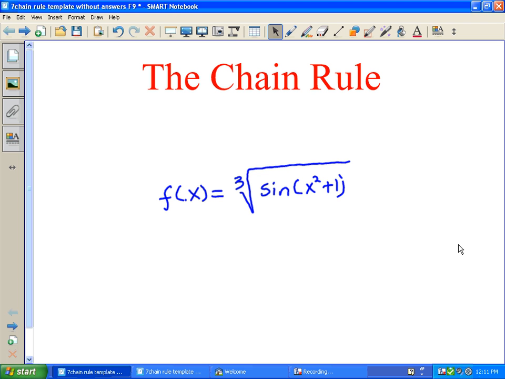It looks like a really convoluted and complicated function. But if you think about it, we know how to differentiate each of the components. We know how to differentiate the cube root function by the power rule. We know how to differentiate the sine function. And we know how to differentiate the x squared plus 1 function. But how do we put all the pieces together to differentiate this function? That is the question of the chain rule. First, we will take a look at the derivation of the rule, the actual rule, and then we'll take a look at some examples.